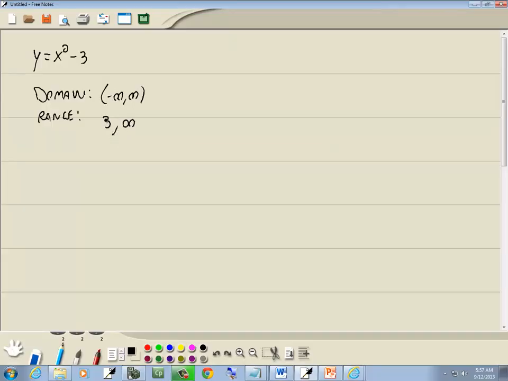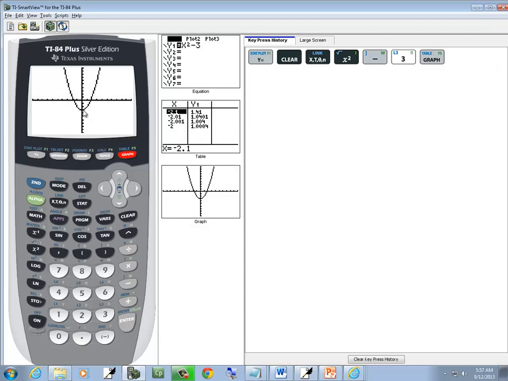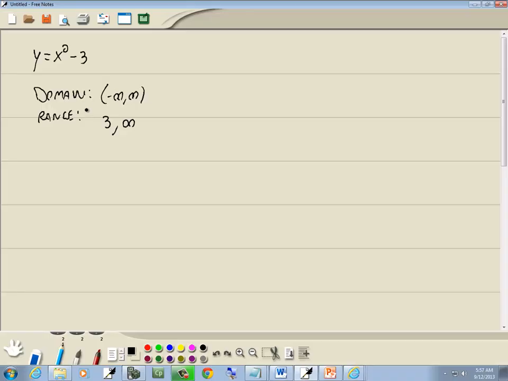In terms of your range, if you don't have a high point and low point, then it's negative infinity, positive infinity. In terms of your x values, your domain, if you don't have a far left point or far right point, and it just seems like it goes forever, then it's negative infinity, positive infinity. Again, we have a low point here.